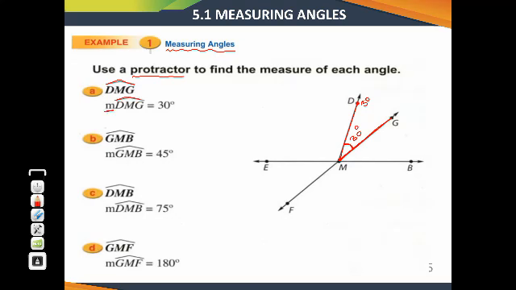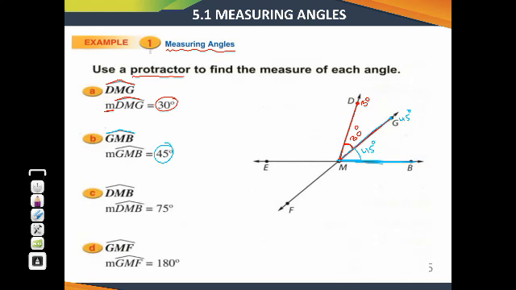Okay, 30 degrees. Second one, we have the measure of GMB. G to M to B. GMB is this angle. Again, this is the vertex. You can use the protractor to find the angle. Of course, place the protractor in here, and you should read 45 degrees in here. So it means this angle is 45 degrees.